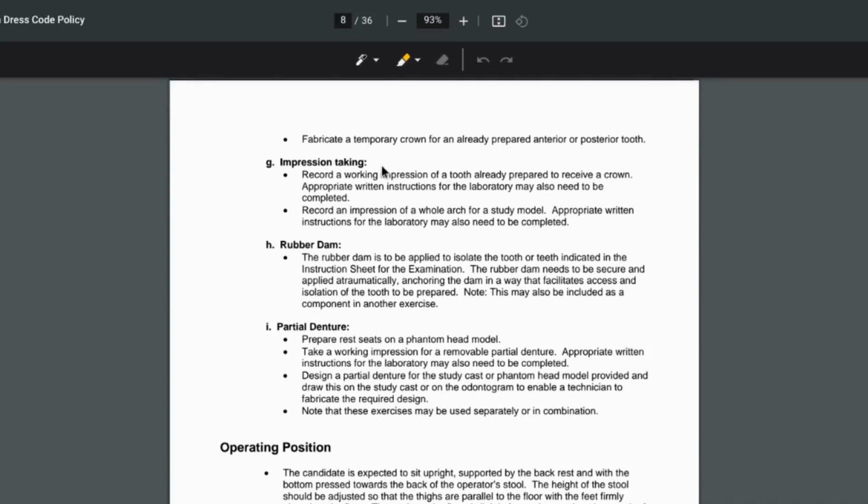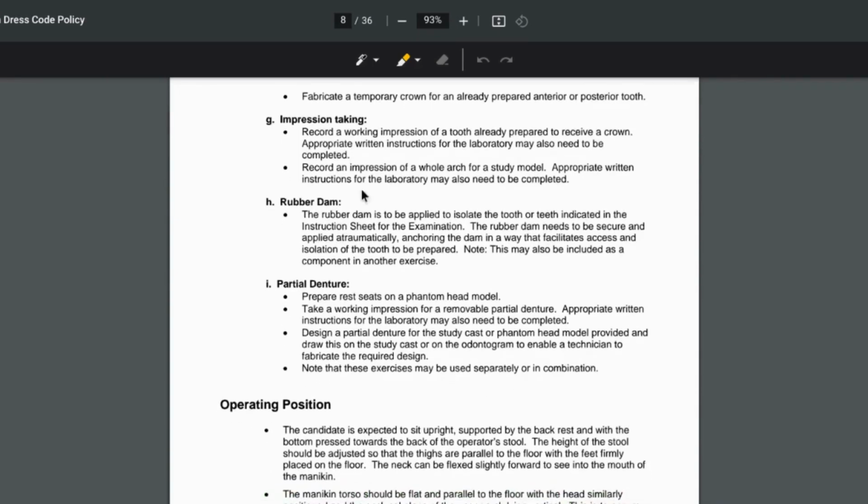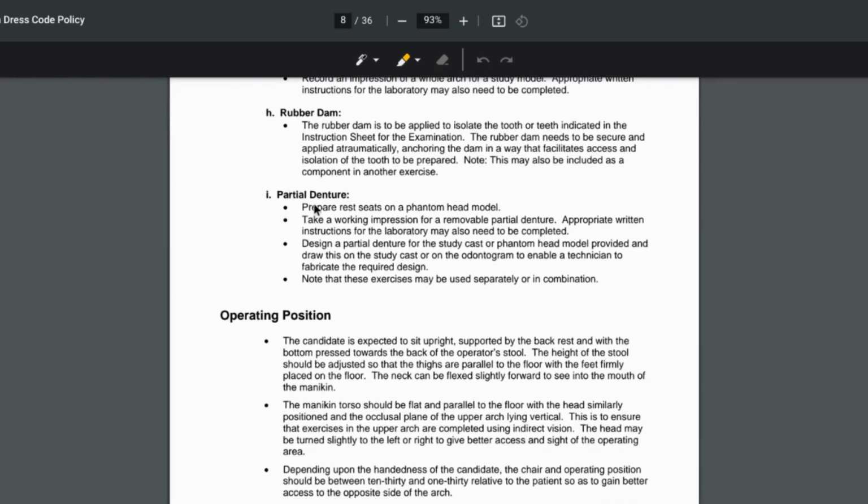And for the partial denture, you may be asked to prepare the rest seat. Or take a working impression for the removable partial denture. Design the partial denture on the study cast. All these exercises may be used separately or in combination. So from among all these things, you'll be asked to do any three things during your exam. Operating position, this is very, very important.